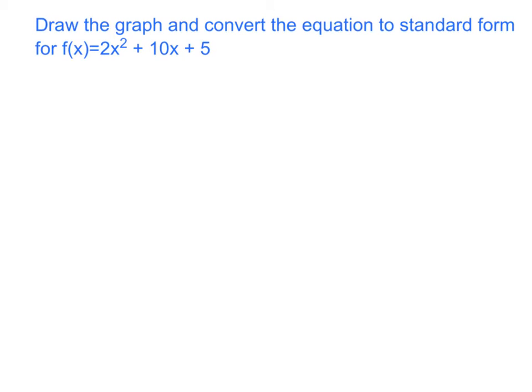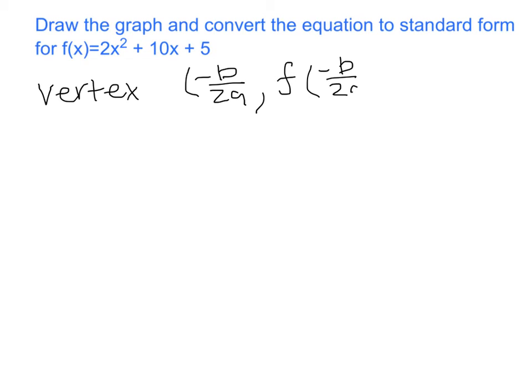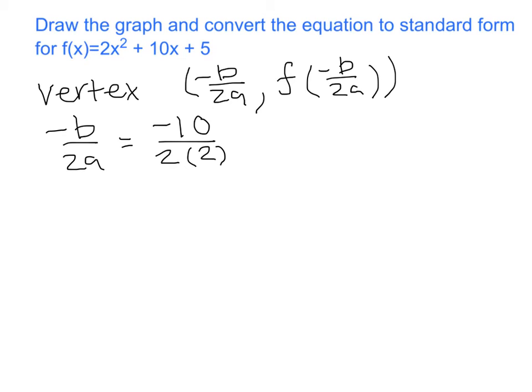The first thing we need is the coordinates of our vertex. We're going to use the equation -b over 2a, and plug that value into our original function afterwards. -b over 2a is -10 over 2 times 2. And again, where I'm getting those values from: here's b, +10, and here's 2, our a value.